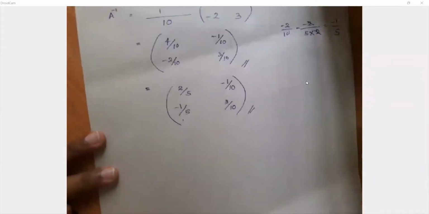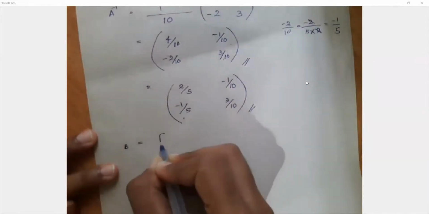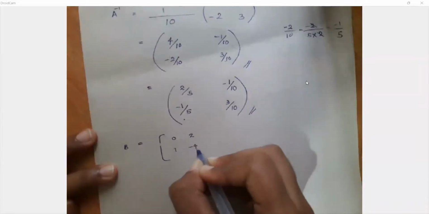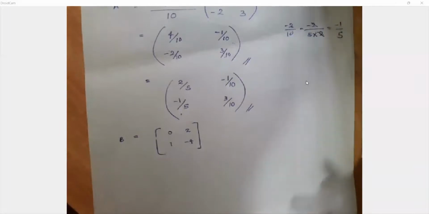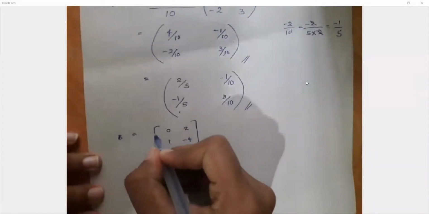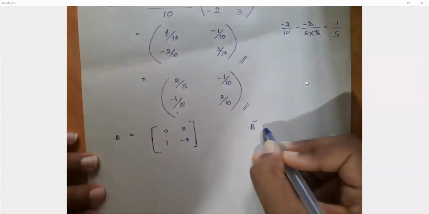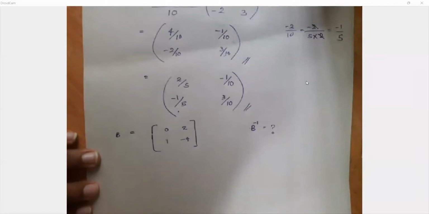Now take B inverse. What is our B now? Our B is [0, 2; 1, -4]. First, what we have to do now, this is a 2 by 2 matrix. Can someone tell me, does B inverse exist?